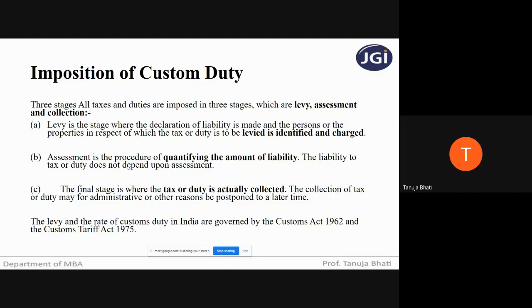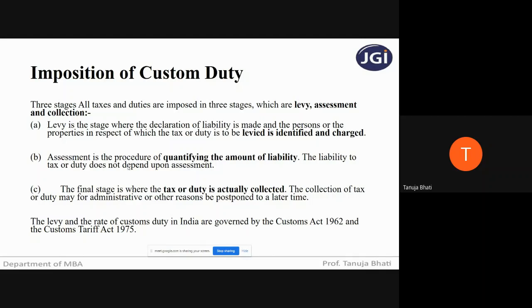First, that person has to declare the goods he is carrying and identify the duty charged on the respective goods. The second thing is the assessment, where the actual liability on the goods will be quantified in amount. The third stage is the collection stage. So these are the different stages of imposition of customs duty.